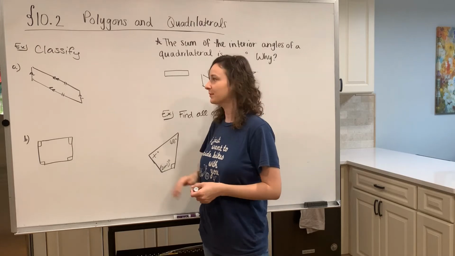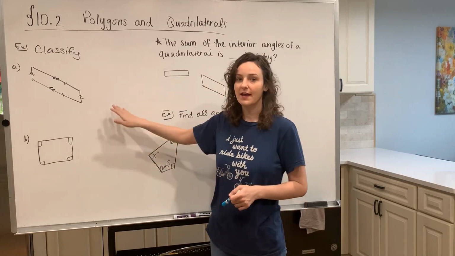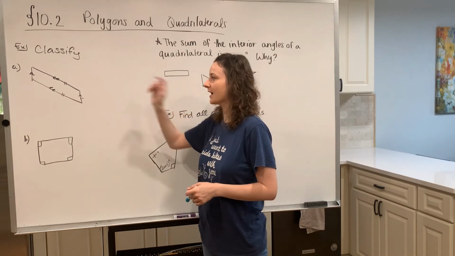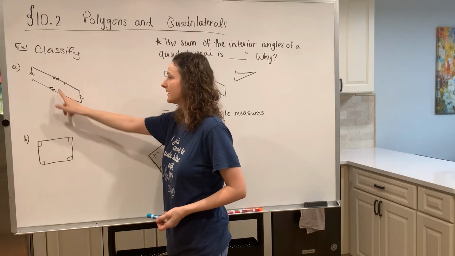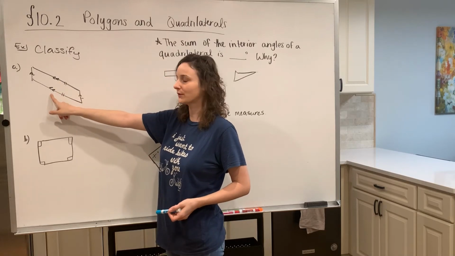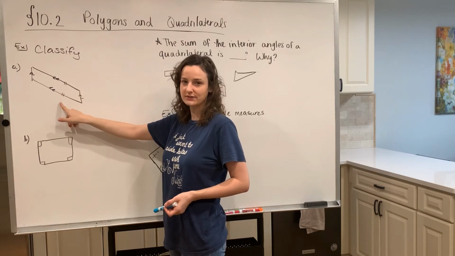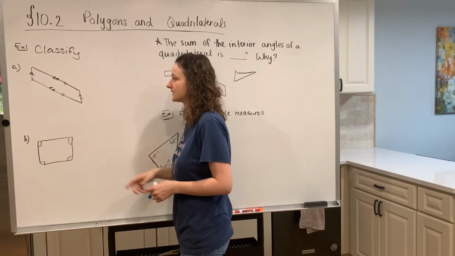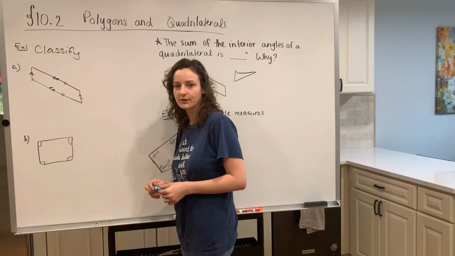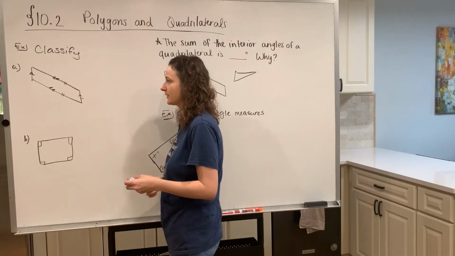Let's look at these examples where we're going to classify the quadrilaterals. In part A, notice how the top and the bottom are opposite sides. They are parallel, indicated by the two arrows pointing the same direction, and they are congruent, noted by the two slash marks on the top and the bottom. The left and the right are also congruent and parallel, indicated by one arrow and one slash mark each.